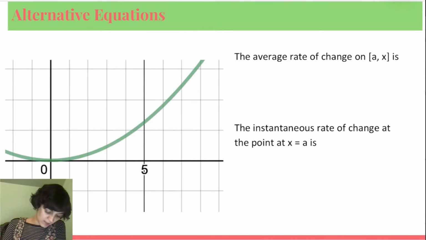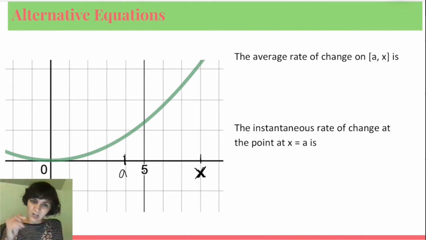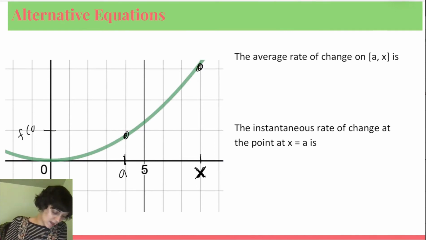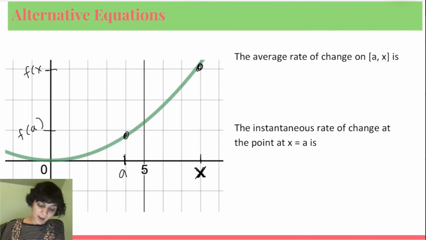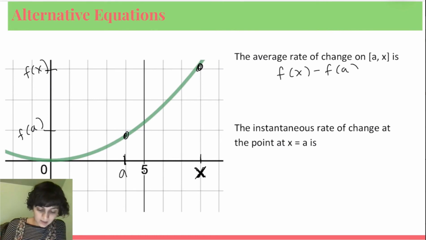We could look between a and x. So basically, instead of a plus h, if the a plus h concept is weird to you, then you can just think, okay, finding the average rate of change between a and x. So I'd have f of a and f of x here. And then my average rate of change would now be between a and x, and that would be f of x minus f of a over x minus a. This is my new difference quotient.